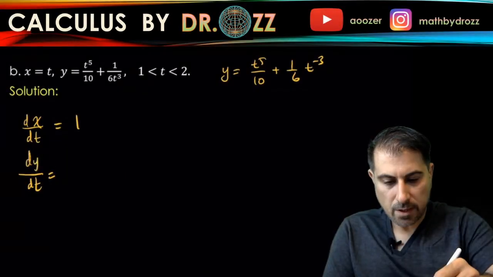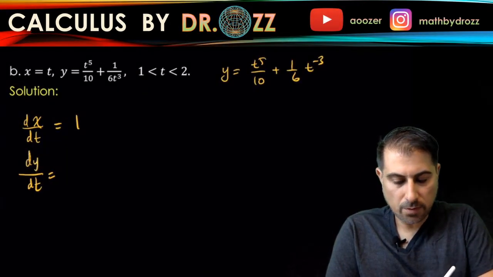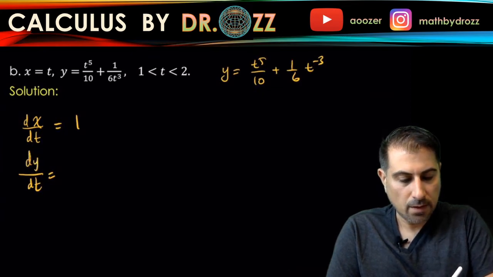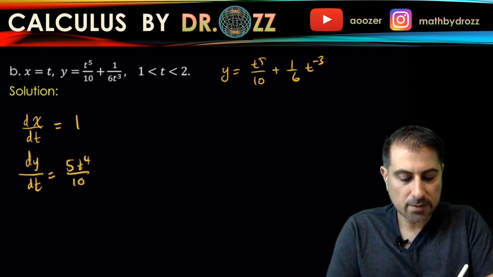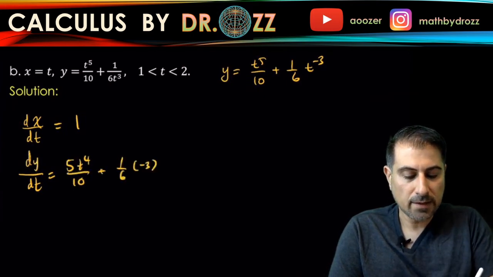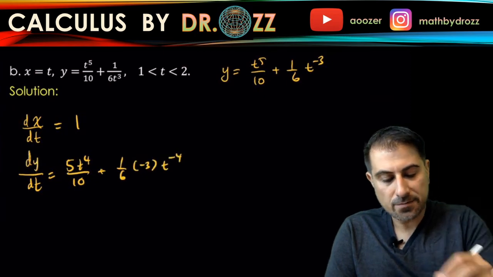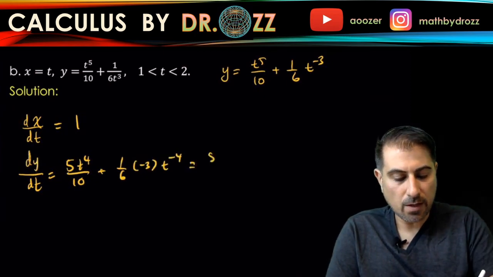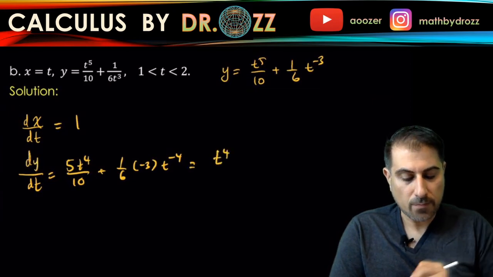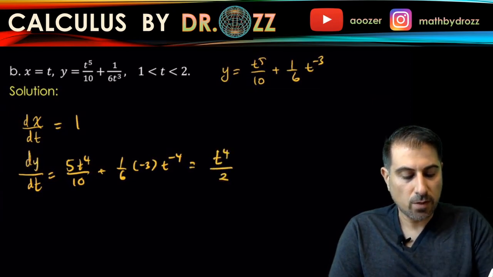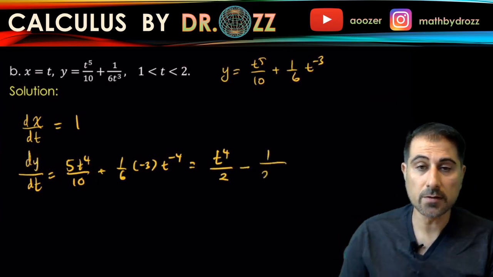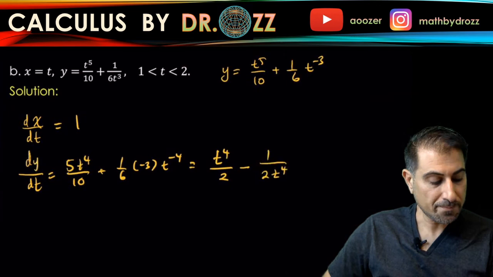All right, so dy over dt is going to be equal to 5 t to the fourth divided by 10 plus 1/6 times negative 3 t to the minus 4. Let's simplify that. 5 over 10 is 1/2, so t to the fourth divided by 2, and then minus 1 over 2 t to the fourth. I took the reciprocal of t to the fourth, okay?